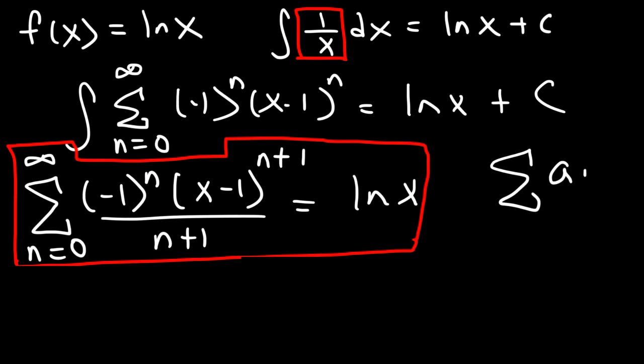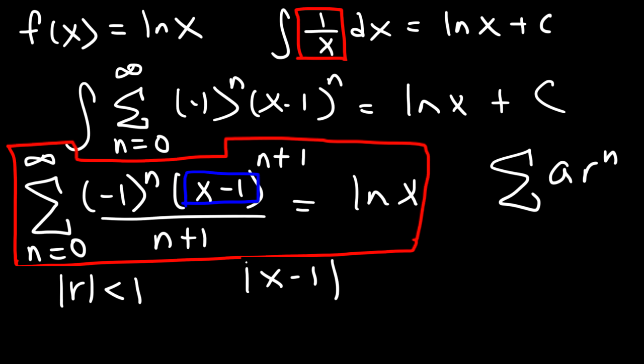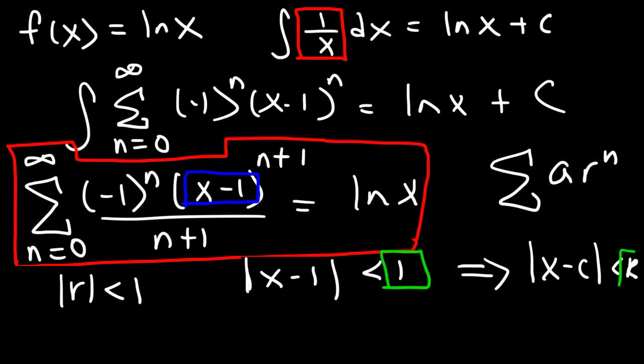So as we know, this is in the form a times r to the n. So we could see that r is whatever is raised to the n power, or n plus 1 power. So this is r. So we know that the absolute value of r has to be less than 1, which means that the absolute value of x minus 1 has to be less than 1. So this is in the form the absolute value of x minus c is less than r. So the radius of convergence for this problem is 1, r equals 1.